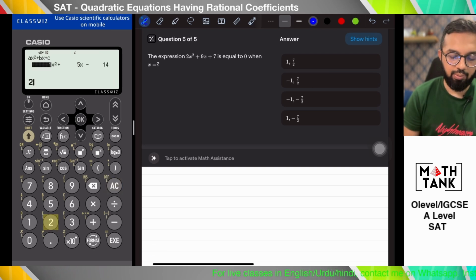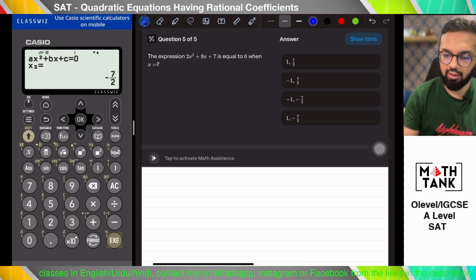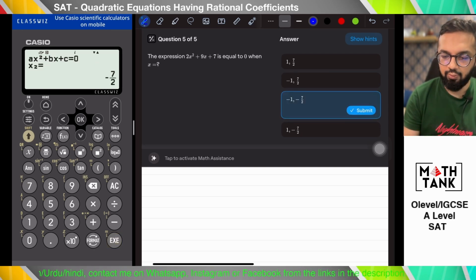Again, something I can do on my calculator. Very easy questions because you can do all of these on a calculator. Minus 1 and minus 7 over 2. So C.